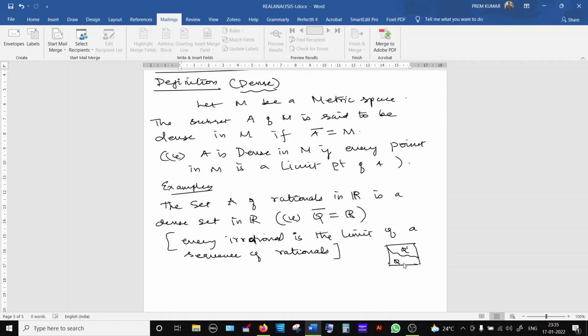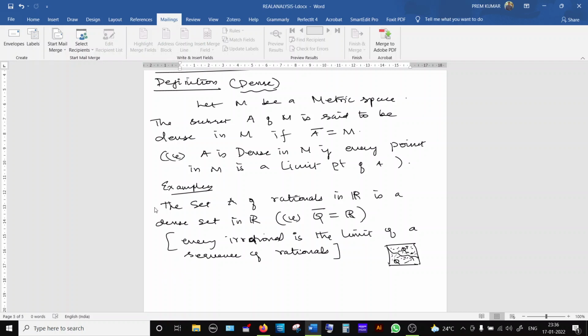For every irrational number there exists a sequence of rational numbers for which this irrational number is the limit, but this limit is not in Q. So a sequence in Q has a limit in Q dash, that is, an irrational number. So the set of all limit points of Q is nothing but the entire real line. Apart from Q, all the limit points belong to Q dash, that is the irrational numbers. That is why Q is dense in R.